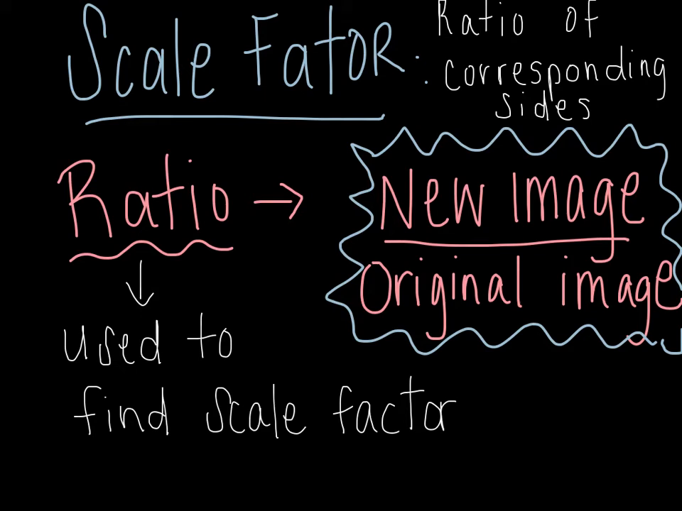To find the scale factor of an image, you must find your ratio by matching the corresponding sides of your figure to the other corresponding sides. The ratio consists of the new image on the top of the fraction, and the original image on the bottom.